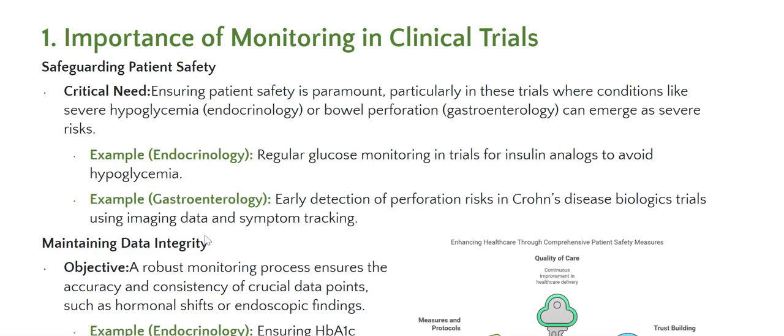and symptom tracking. Maintaining data integrity, the data quality and the data integrity. The objective: a robust monitoring process ensures the accuracy and consistency of crucial data points such as hormonal shifts or endoscopic findings. As an example in endocrinology, ensuring HbA1c levels are consistently measured and reported across all sites in diabetes mellitus studies.